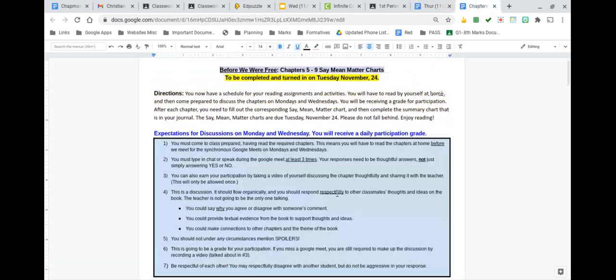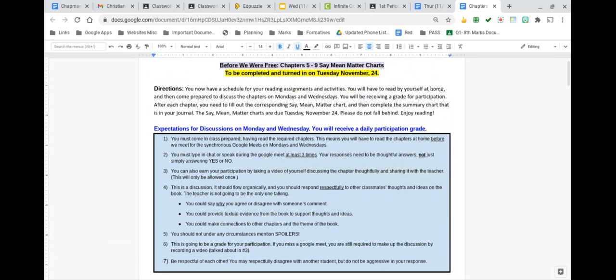The other thing I want to talk to you about is how we're going to function after today. Okay, starting next week, rather. We are going to do things a little bit different. You are going to have to read on your own time. We only meet twice a week on Mondays and Wednesdays. So here's the deal. You're going to have a schedule for your reading assignments and activities. You're going to have to read by yourself at home and then come prepared to discuss the chapters on Mondays and Wednesdays. You'll be receiving a grade for participation.